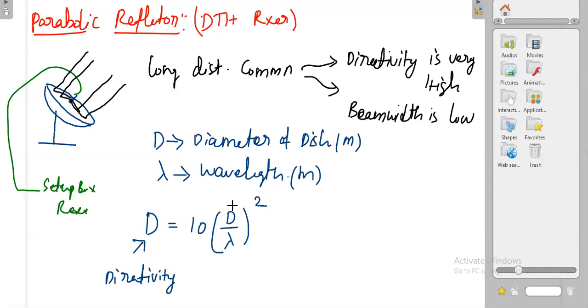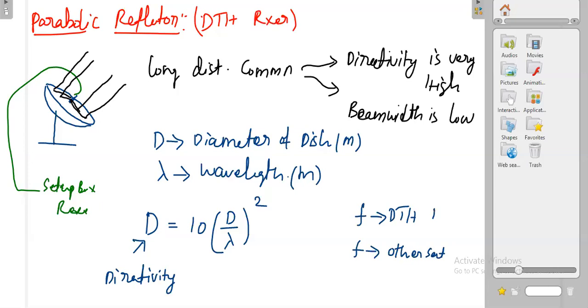This d indicates the diameter, and this D is directivity. Now I will give you some examples. You know what is the frequency of operation for DTH? Then what is the frequency of operation for other satellite communication? Anybody? What is the frequency of DTH?